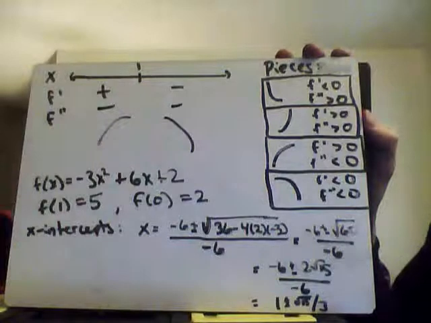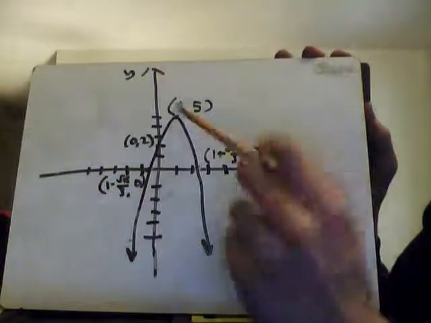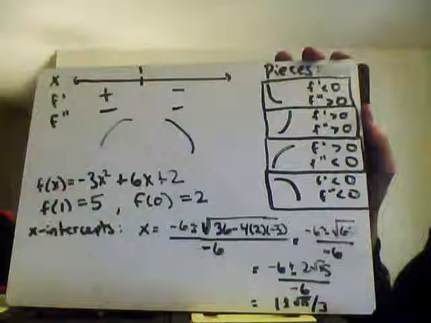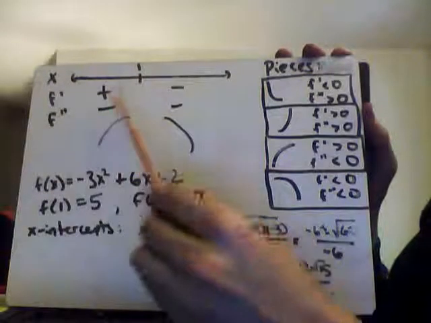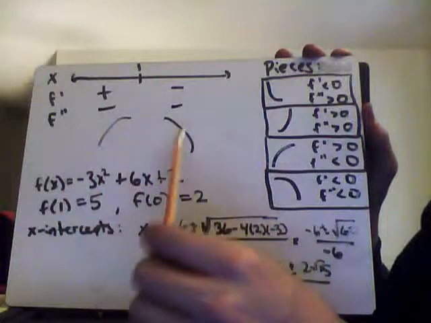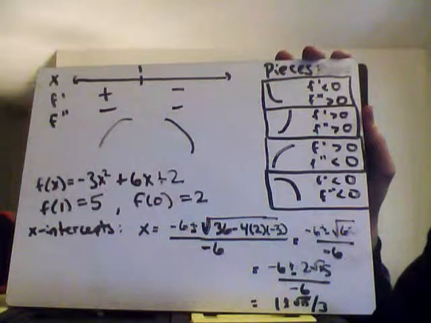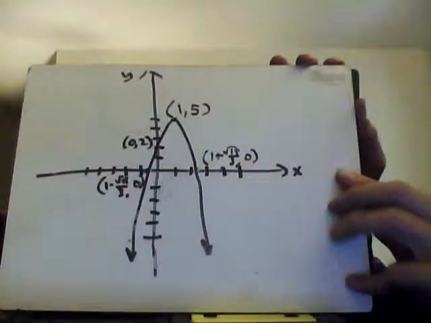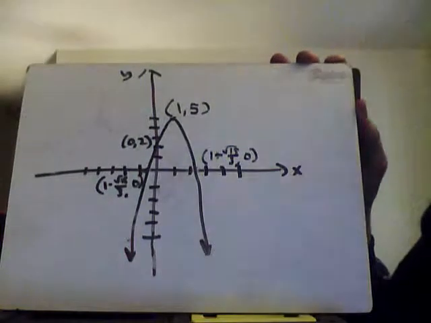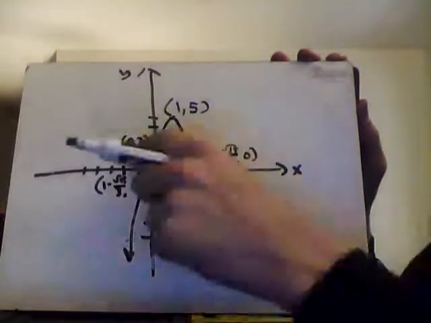Putting all this together, we get a nice picture of what this function looks like. We have a relative maximum at x is equal to 1. Well, why do we have a relative maximum? We have a relative maximum because the derivative changes from positive to negative. In addition, we know that our second derivative at this point is equal to negative 6, and our first derivative was equal to 0. We put our intercepts on there. We've got 1 plus root 15 over 3, comma 0, and 1 minus root 15 over 3, comma 0. And we also put our y-intercept as 0, comma 2.